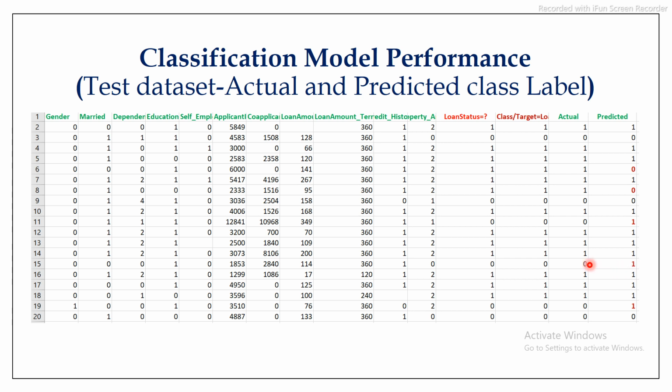Let's say you haven't given a loan to a person, but in your data set it comes out that you provided a loan to this person. So this is an incorrect prediction. This instance is also an incorrect prediction.